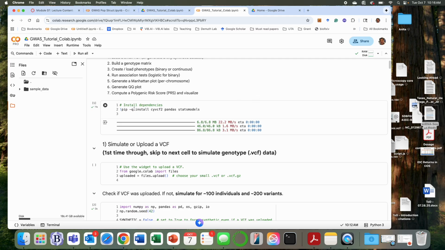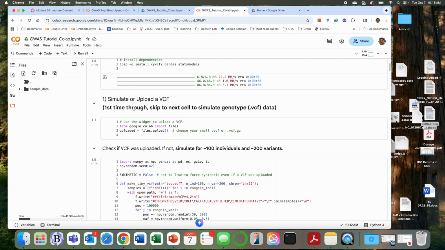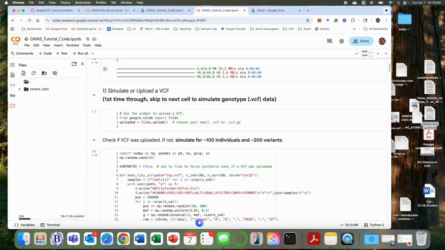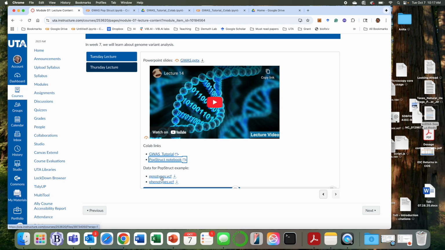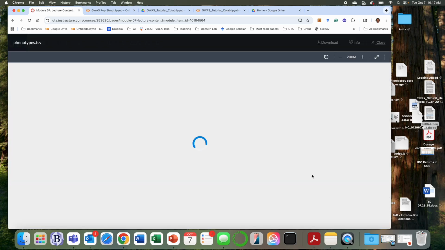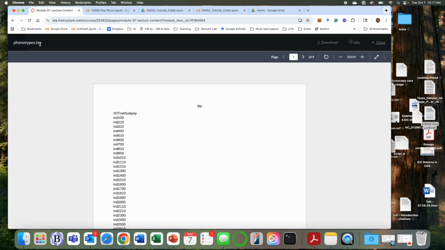So we don't need to reinstall the dependency, so you don't have to reload that. But this time, instead of simulating, oh, skipped a step. You need to download the genotype VCF and the phenotype file. That phenotypes file is not a VCF, but it doesn't matter. I think phenotypes actually downloads as TSV. Yeah, your file is phenotypes.tsv.